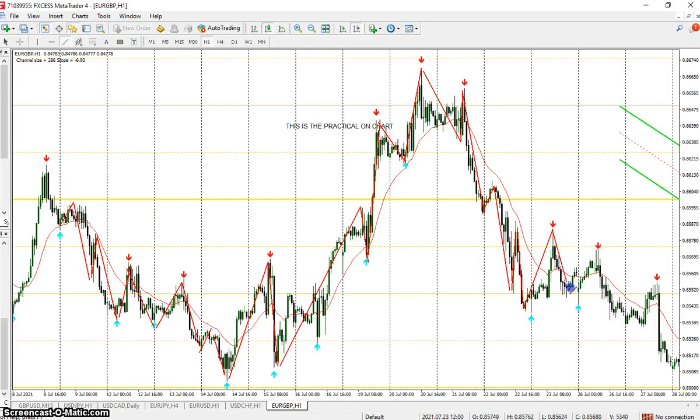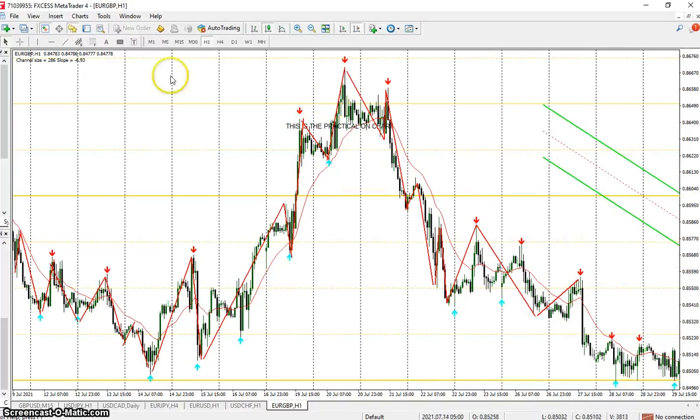We'll not look at this one again because this one didn't break anything here. Price breaks this one, and then what about this? Price makes another higher low, another lower high, sorry, and then breaks this one.